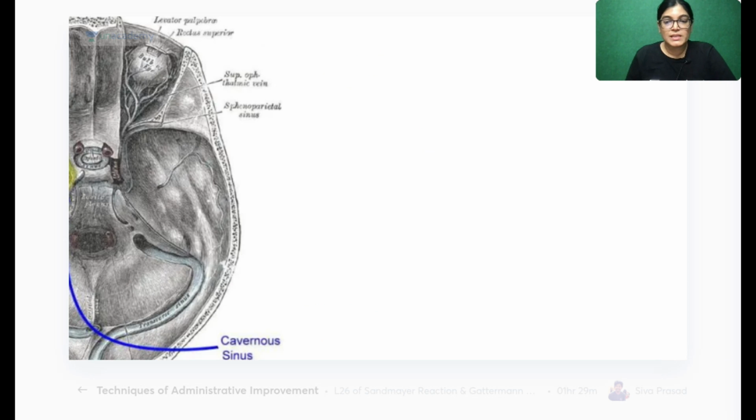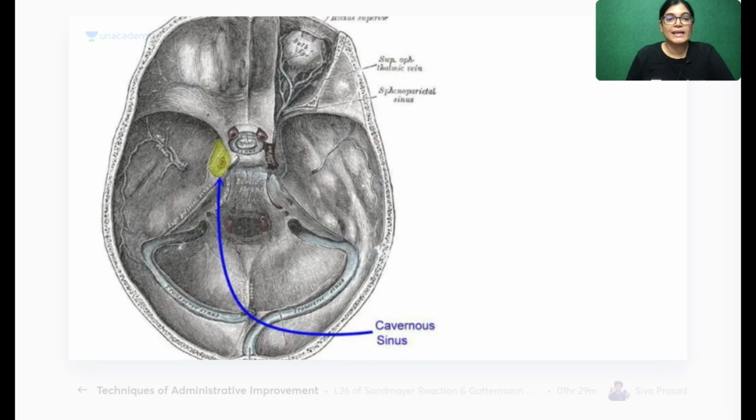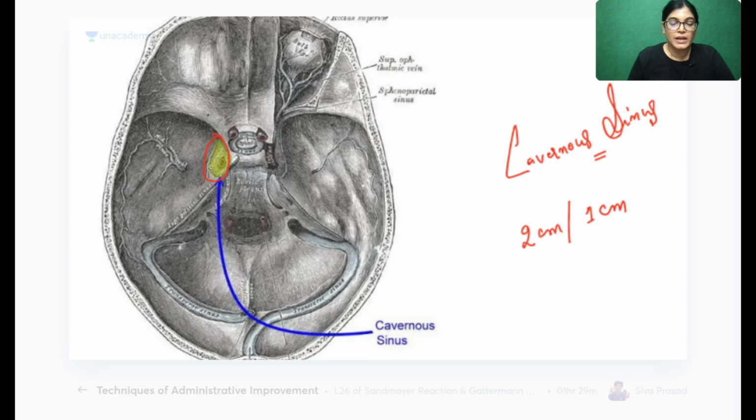Okay, so let me just zoom this diagram. Here you can see the cranial cavity, this yellow color structure, which I have highlighted with a red line, which I am encircling. That is the location of cavernous sinus. Approximately it is 2 centimeters in length, 1 centimeter in width, and it is located in the middle cranial fossa.